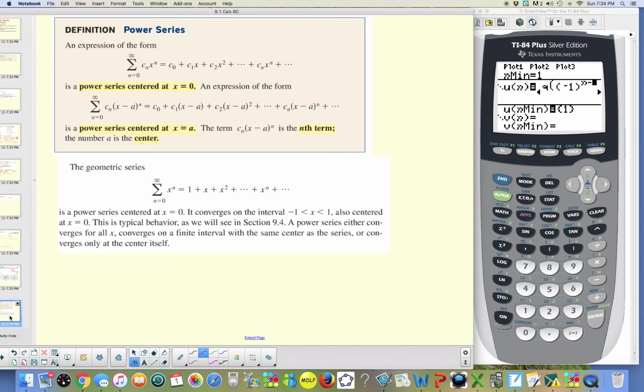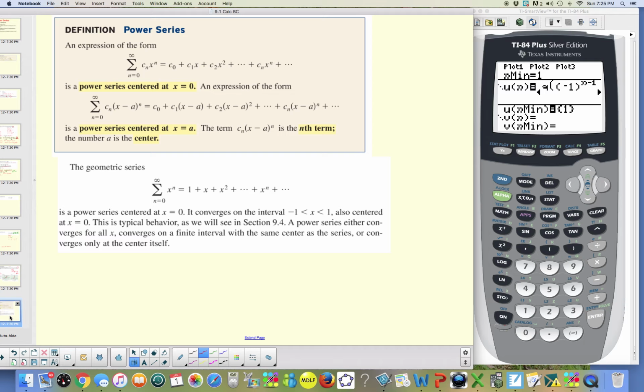Okay, so let's look at a definition of a power series. A power series is different from a series of constants in that a power series has an x in it, where a series of constants was just constant terms being added together. Now, that first power series is centered at 0, and the second power series that says x minus a to the second, and so on, is centered at x equal to a.